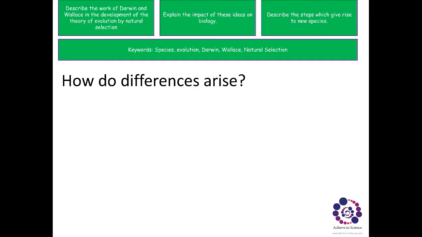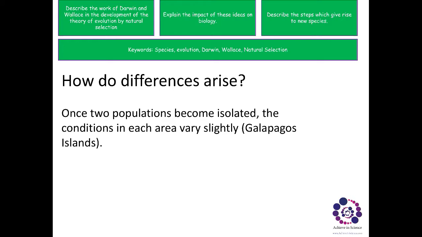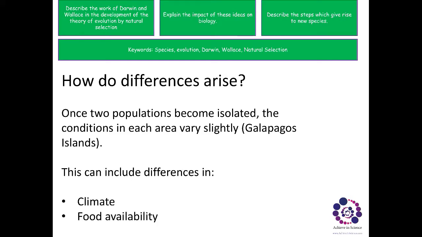How do these differences arise then? Once two populations have become isolated, the conditions in each area vary slightly. E.g., the Galapagos Islands is a great example of where speciation has occurred. This can include differences in climate, differences in food availability.